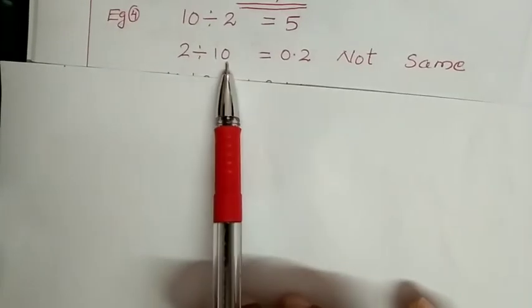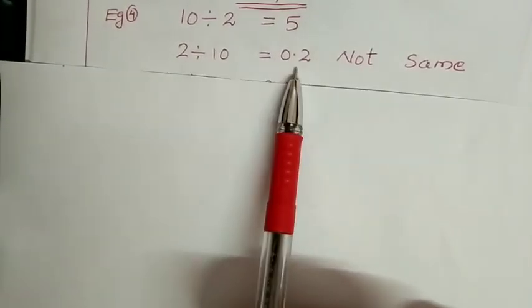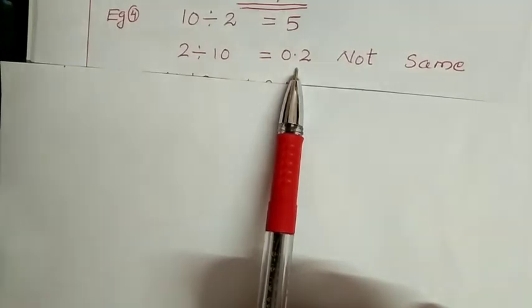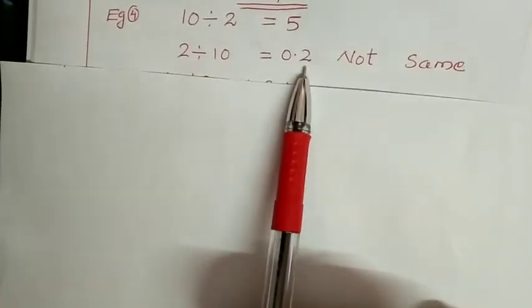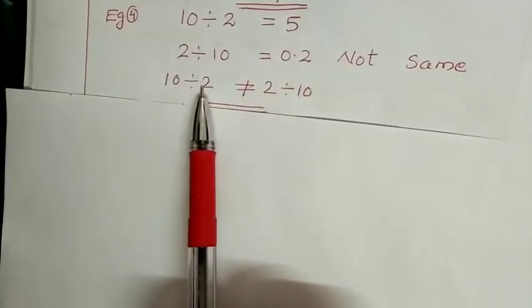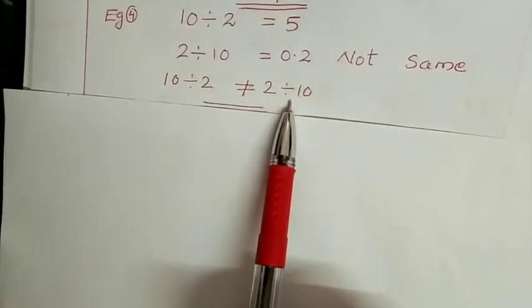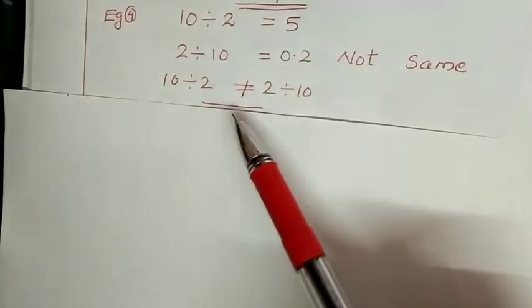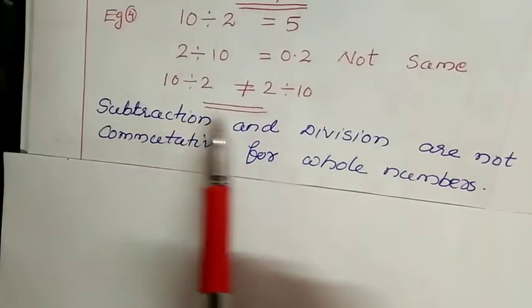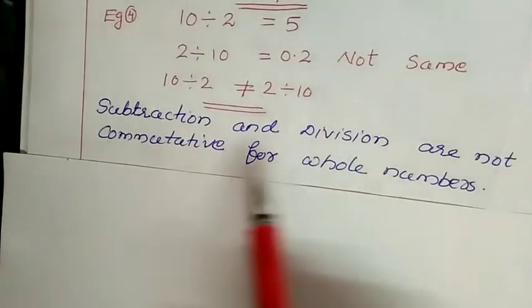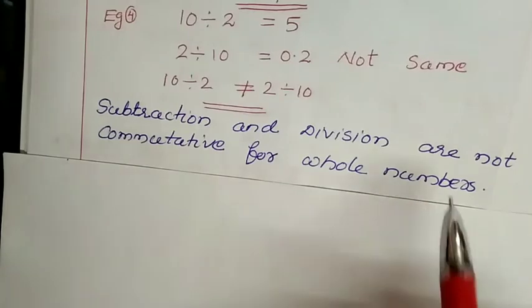Then in division, 10 divided by 2 is equal to 5. But what is 2 divided by 10? It is a decimal number, 0.2. So these two answers are not the same, 5 and 0.2. So 10 divided by 2 is not equal to 2 divided by 10. In subtraction and division, order is very important. So we say that subtraction and division are not commutative for whole numbers.